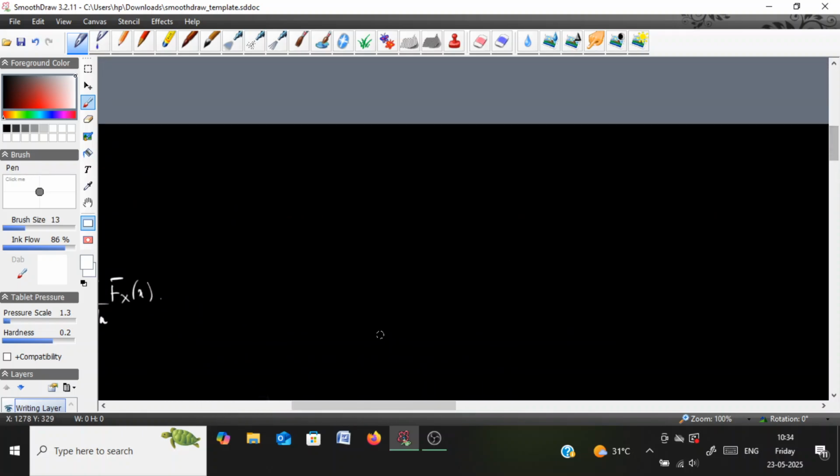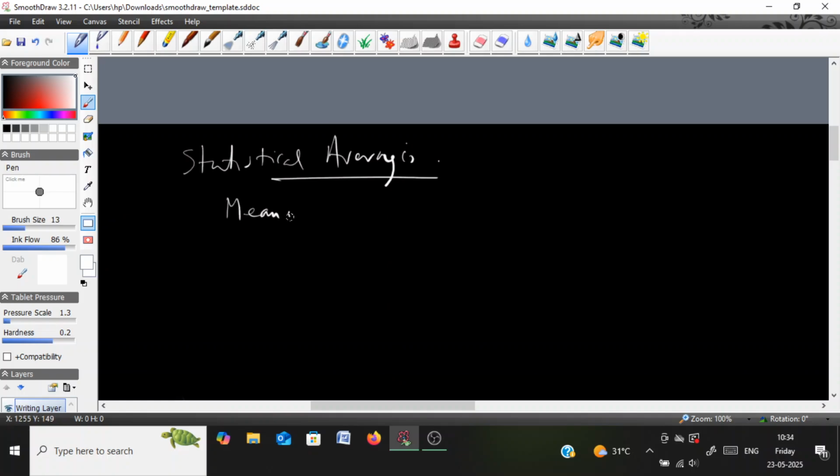Now we will discuss the statistical averages, which are important parameters for any random variable. So one is the mean of the random variable. You can start from the discrete random variable because it is easy to define the mean for the discrete random variable, and then you can extend it to the continuous random variable.